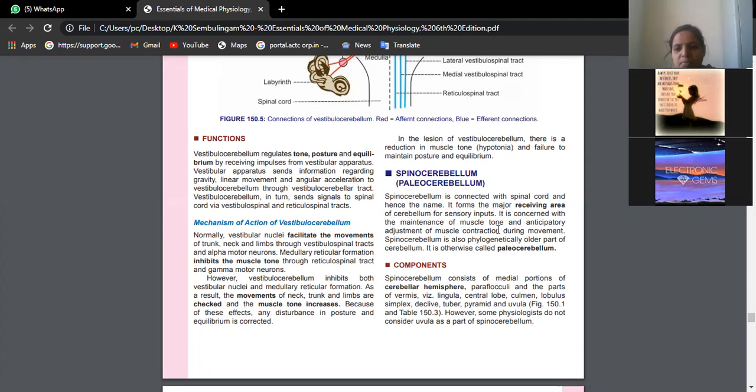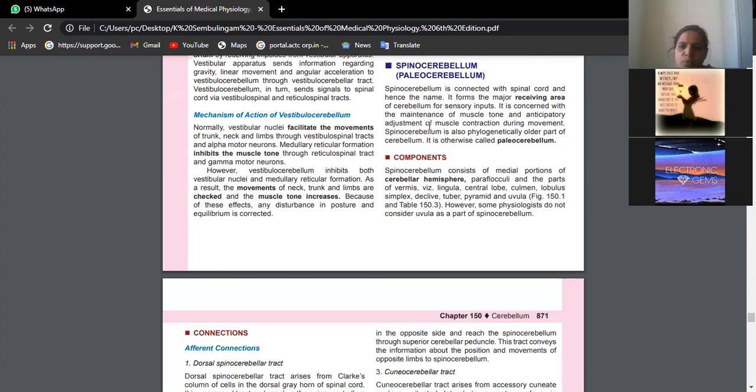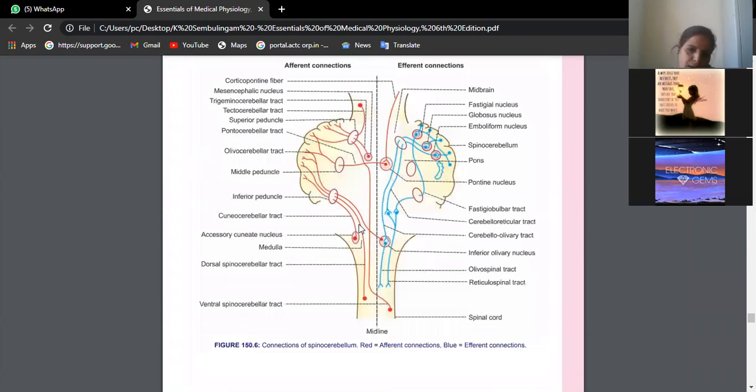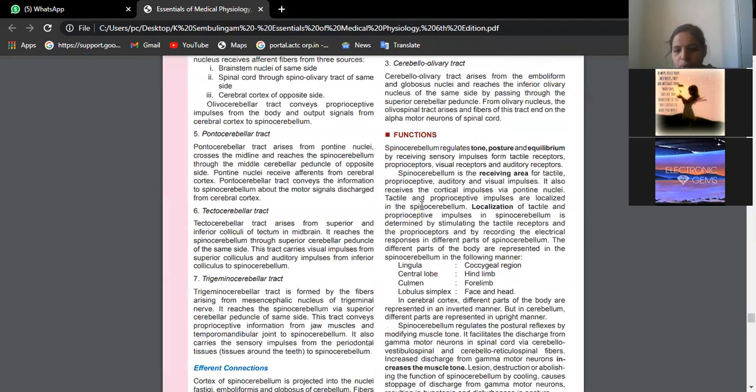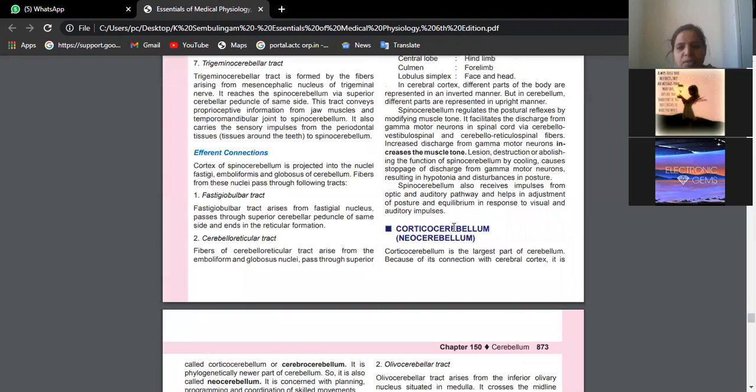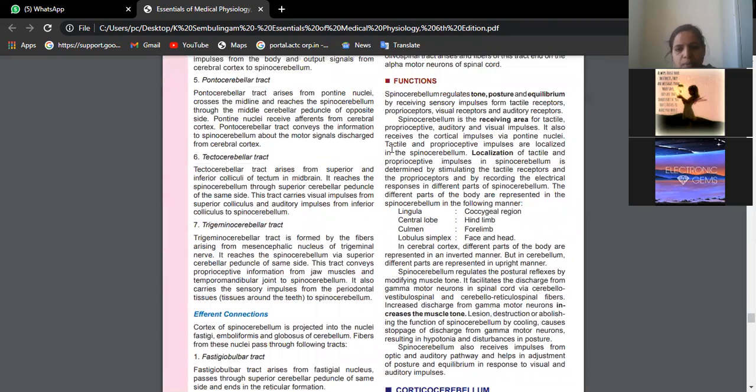So for the maintenance of muscle tone, again, once you write a small introduction and give the connections in the form of a table and diagram, then you have to write in detail about this. Okay, functions of the spinocerebellum.